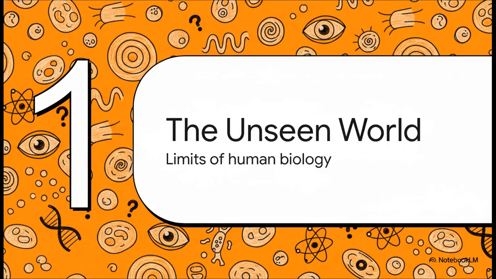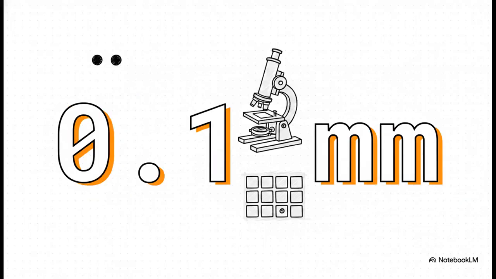Section 1. The unseen world. Now, why did this foundational building block stay hidden for most of human history? Well, it all comes down to the limits of our own biology. The human eye has a resolution limit of just 0.1 millimeters. Basically, if two things are closer than that, they just blur into a single point to our naked eye.